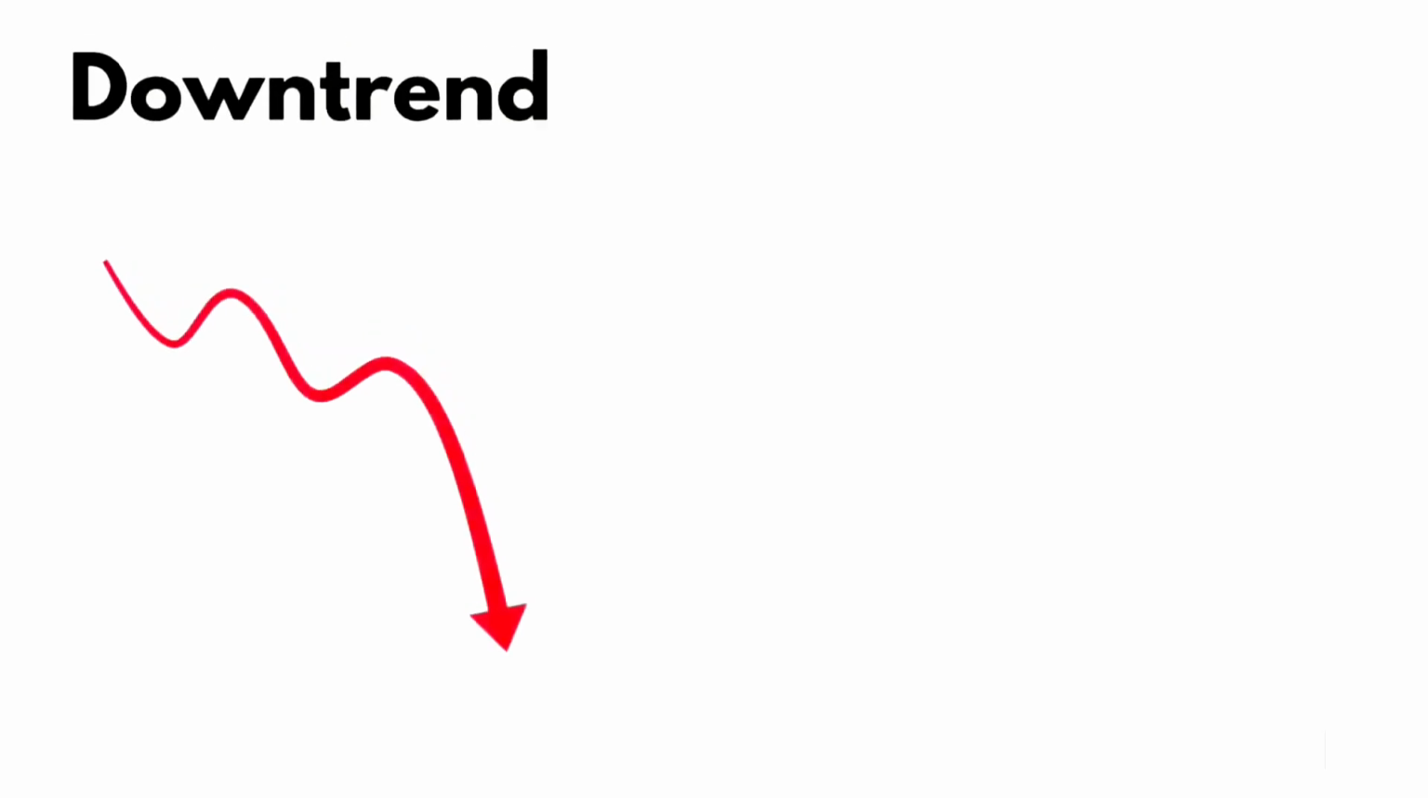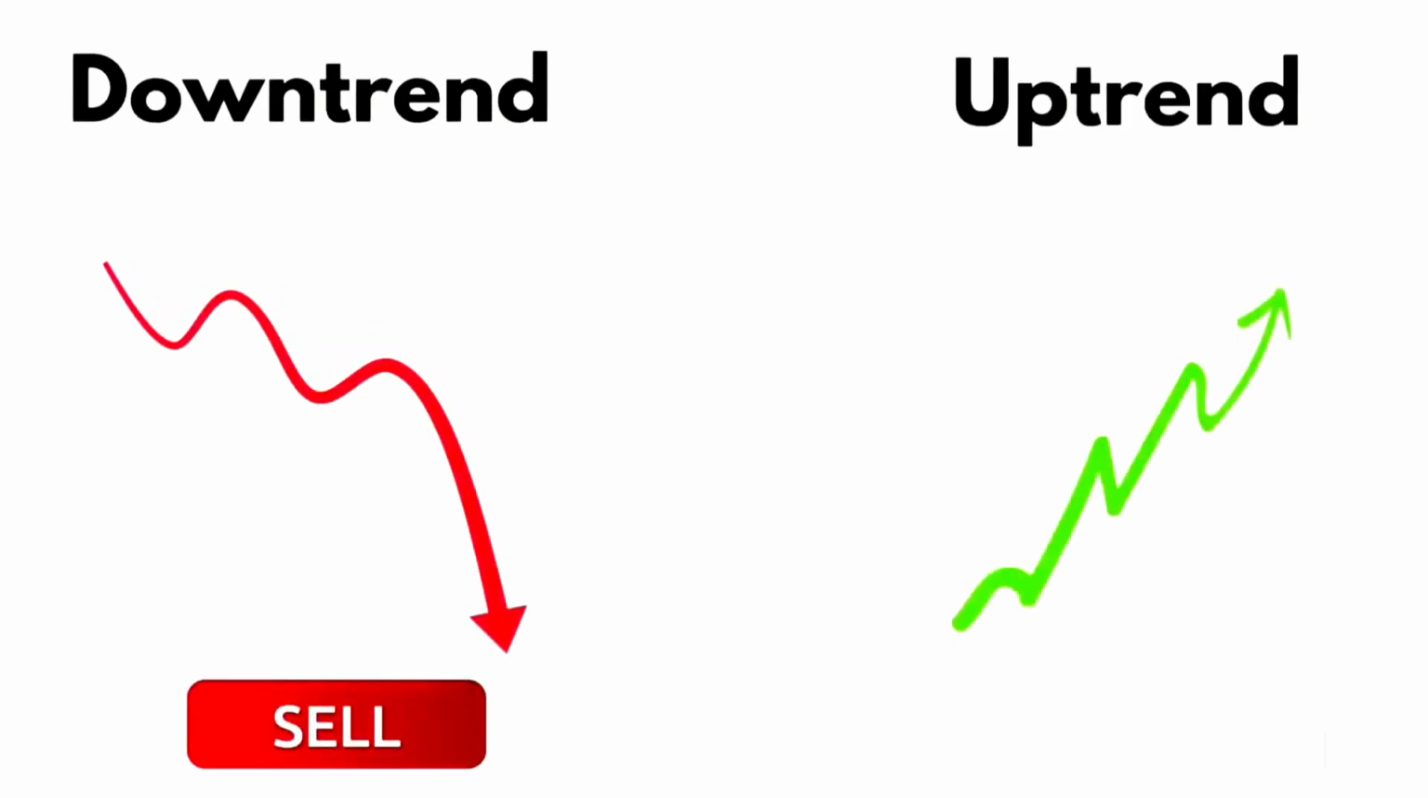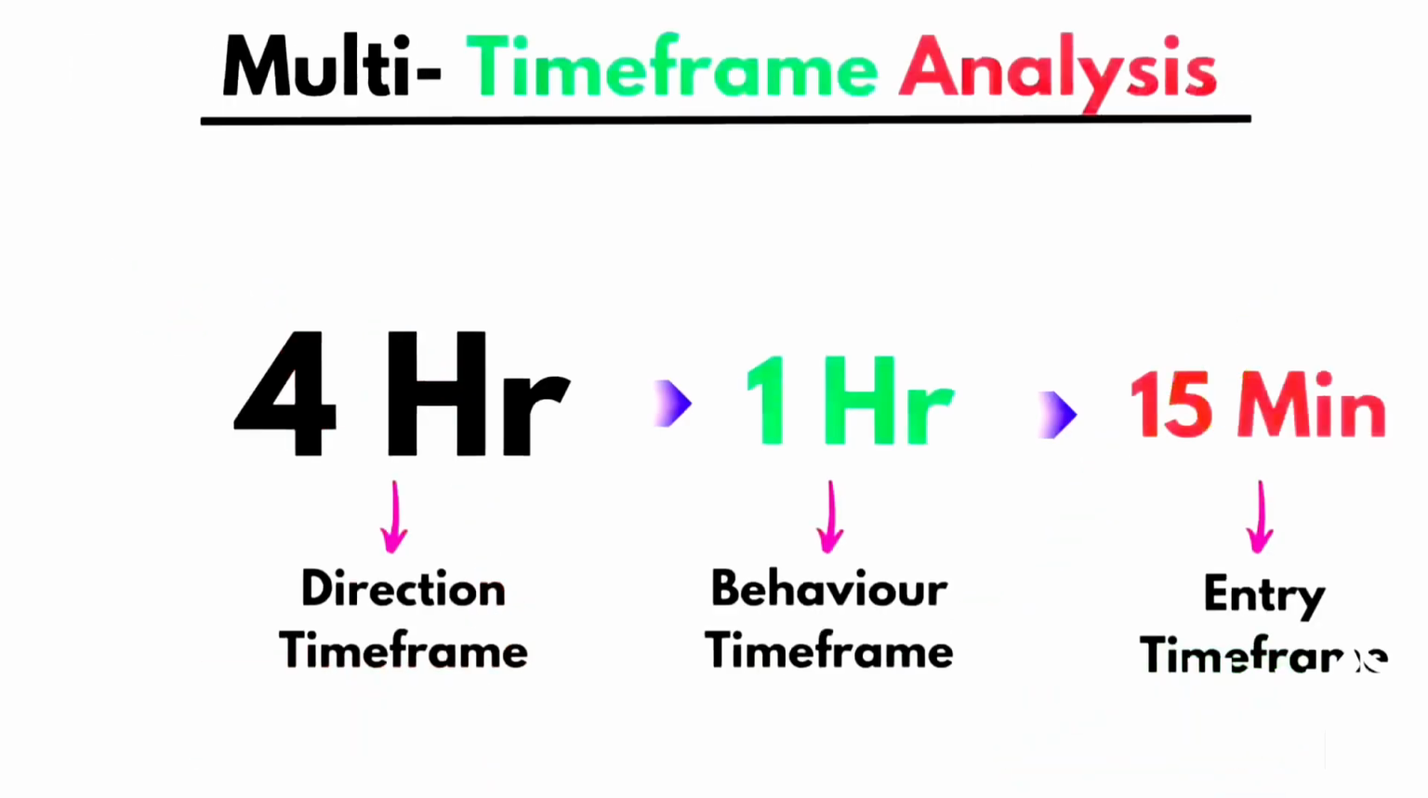If the price is in a downtrend, you will look to sell, and if it is in an uptrend, you will look to buy. It's very simple. The time frames you use depend on your trading style. Suppose I use a mix of intraday and swing trading, then I use the 4-hour time frame for direction, the 1-hour time frame for behavior and the 15-minute time frame for entry.